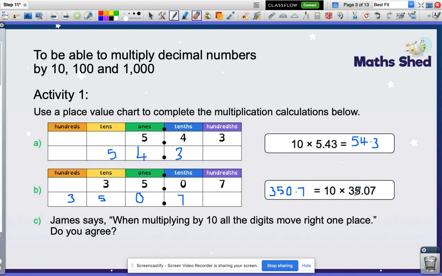350.7 equals 10 multiplied by 5.07. James says when multiplying by 10, all the digits move right one place. Do you agree? I hope that you would all say no. If they moved right, the numbers would be getting smaller and you'd be dividing. When we multiply, we know our numbers get bigger, so they move to the left, not the right.